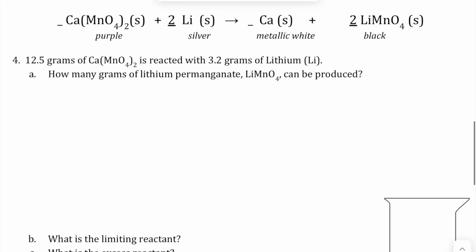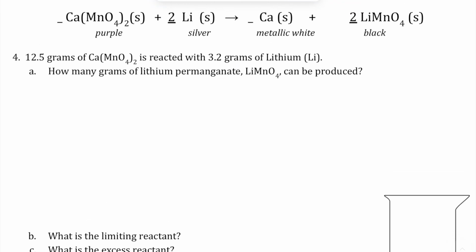All right. Last one, considering limiting reactants. So 12.5 grams of that calcium permanganate is reacted with 3.2 grams of lithium. How many grams of lithium permanganate can be produced?